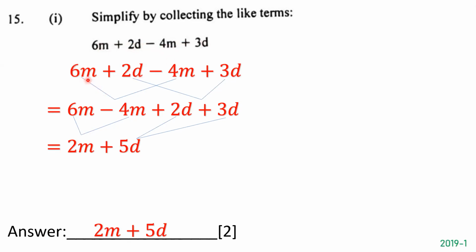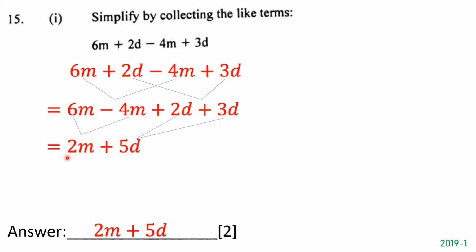Notice that 6m is a like term with negative 4m. So we're going to bring them together, group them, collect them together. And so we have 6m minus 4m. Now we have 2d, and notice that 2d is like 3d. So we combine them together, 2d plus 3d. Now we can add and subtract as normal. So 6 minus 4 is definitely 2. Please do not forget the m that's attached. And then 2d plus 3d is 5d. And so the answer is 2m plus 5d.